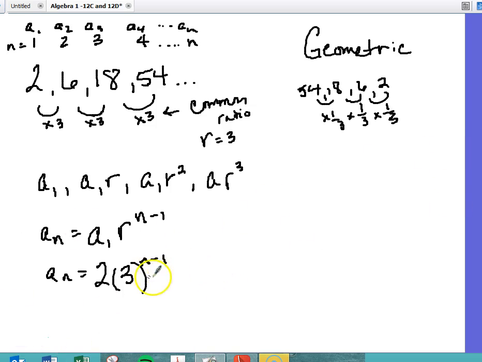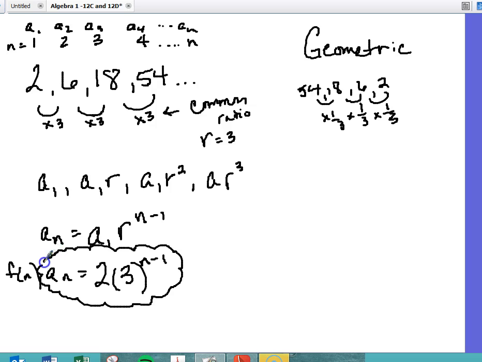This is what your book is calling the explicit formula. So this is our function of n. Based on its position, this is the pattern that we see in our sequence. Now, we're done with this one.